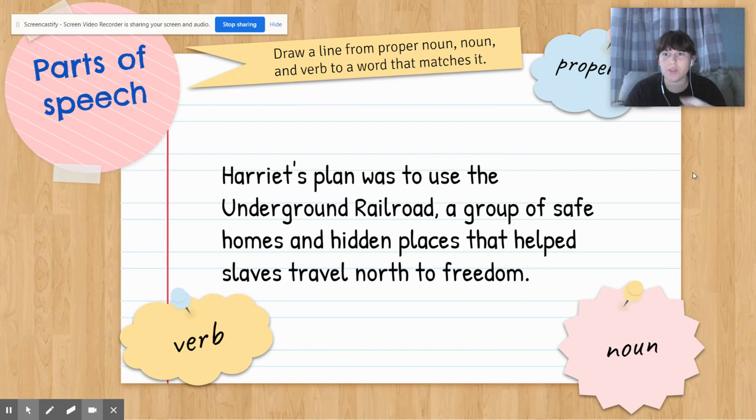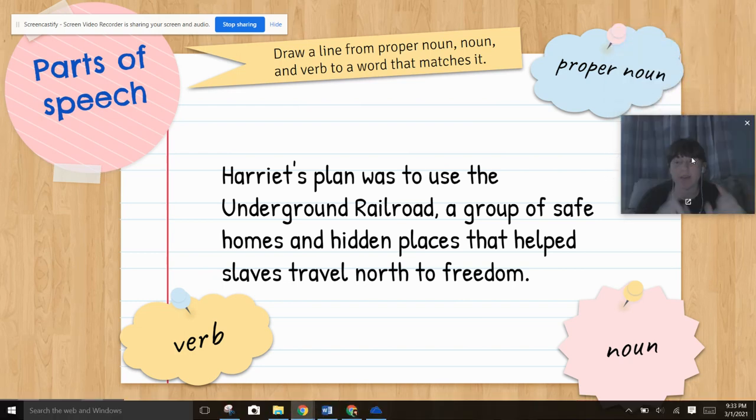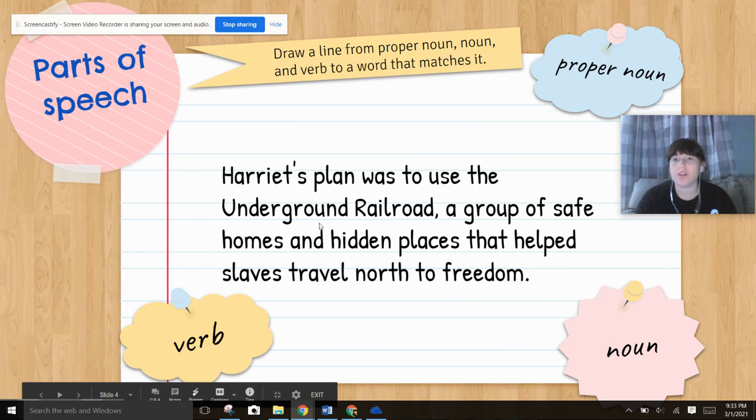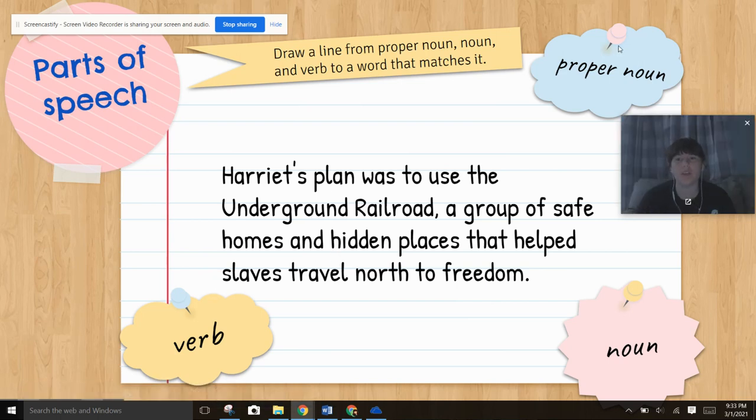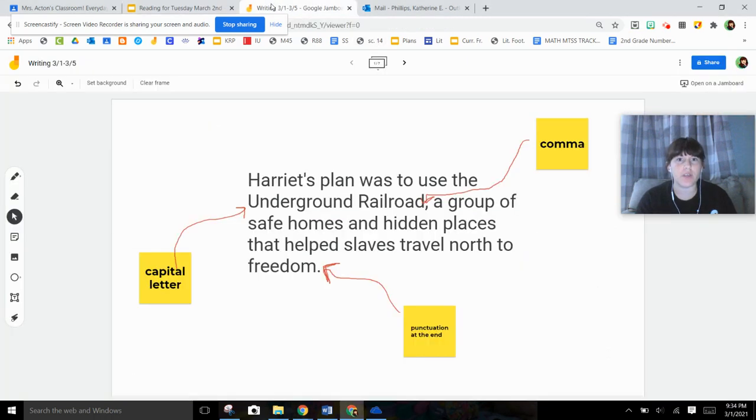What you're going to be doing today, Miss Acton's going to model it for you, but what you're going to get ready to do in your Nearpod slide is draw a line from these 3 categories to a word that matches it. You're going to find a proper noun somewhere in the sentence, a regular noun somewhere in the sentence, and a verb somewhere in the sentence. So I'm going to go to a Jamboard to do that with you.